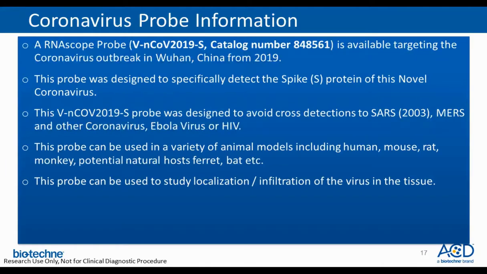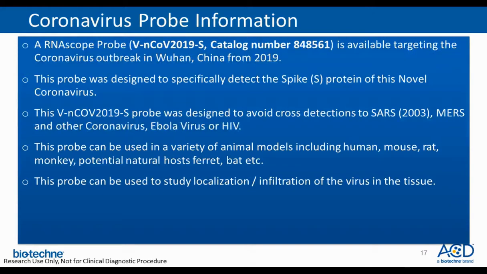So what is our coronavirus probe information? The standard coronavirus probe that ACD offers is this V-nCoV2019-S probe. It is available and it targets the coronavirus outbreak that first happened in Wuhan, China in 2019. This probe was designed specifically to detect the spike S protein of this novel virus. Once again, going back to the specificity, it was designed such that it avoids cross-detection with some of the other SARS species, the SARS, the MERS, and other coronavirus family species.